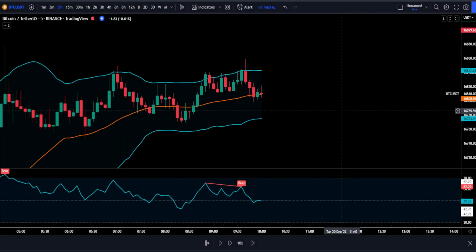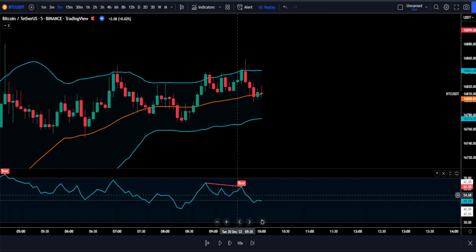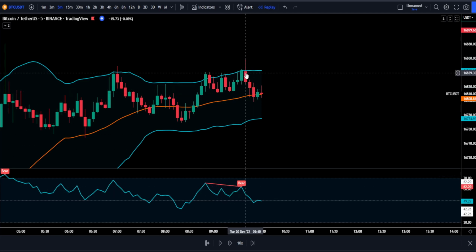Now let's take a look at when to enter into a sell position. First, we need to take a look at our RSI divergence indicator. As you can see, this is indicating that there is a bearish divergence in the market. Now we will take a look at our Bollinger Bands, and if the price is touching the upper Bollinger Band, we can safely enter into our position.